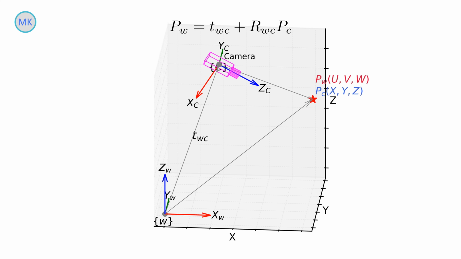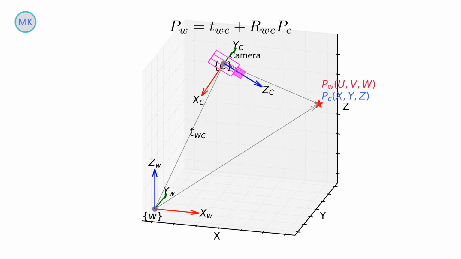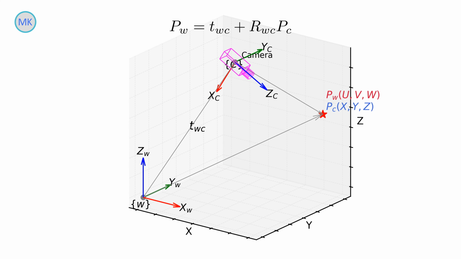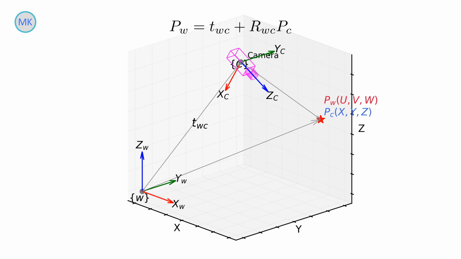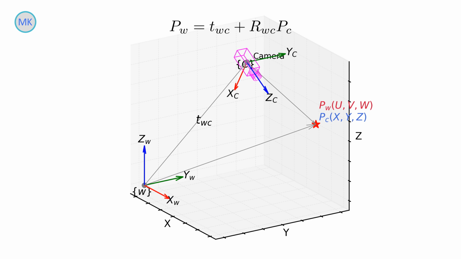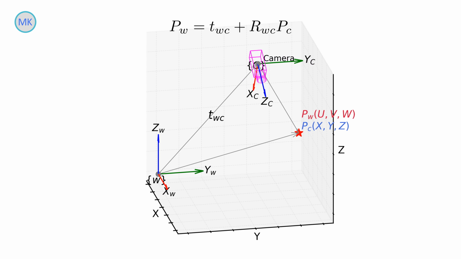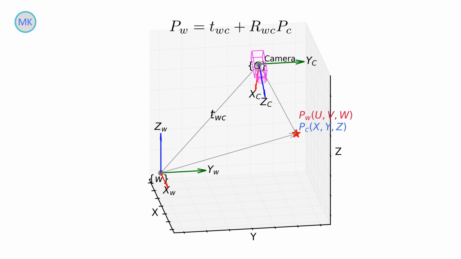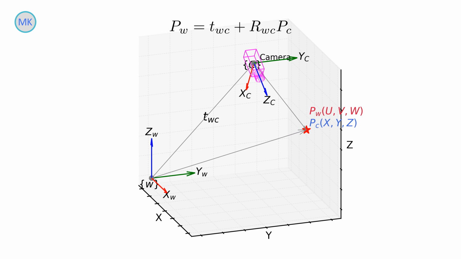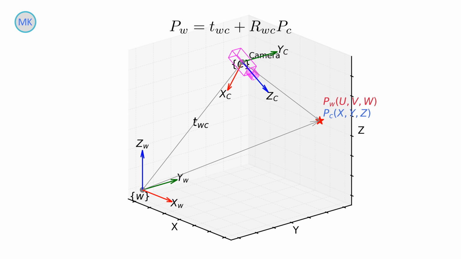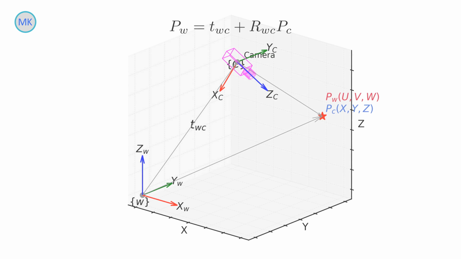We want to find the projection of a world point, P, onto the image plane. Here, P sub W denotes the point in world coordinates. P sub C denotes the same point expressed in the camera coordinate frame. R sub WC is the rotation matrix that describes the orientation of the camera with respect to the world. And T sub WC is the translation vector that represents the position of the camera in the world coordinate system.